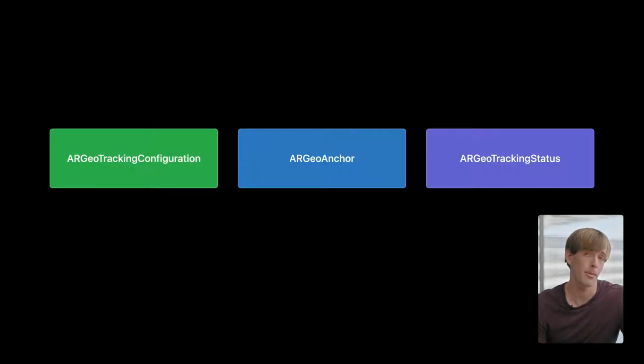The Location Anchor API can be broken down into three main parts. AR geo-tracking configuration is the configuration that you'll use to take advantage of all of the new Location Anchor features. This configuration contains a subset of the world tracking features that are compatible with geo-tracking. Then, once you've started an AR session with the geo-tracking configuration, you'll be able to create AR geo-anchors, just like any other ARKit anchor. And also, while using geo-tracking, there's a new tracking status that's important to monitor. This is contained in AR geo-tracking status and provides valuable feedback to improve the geo-tracking experience.